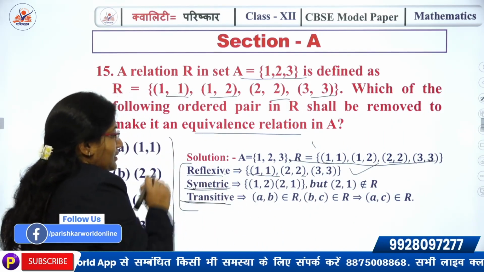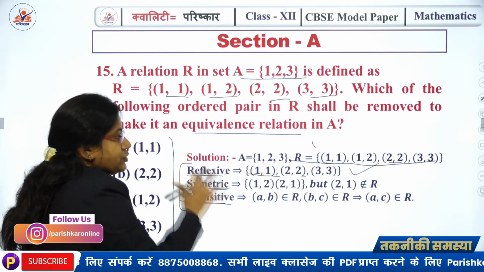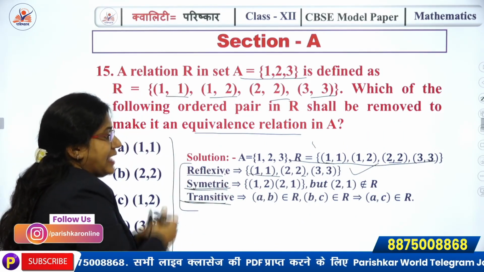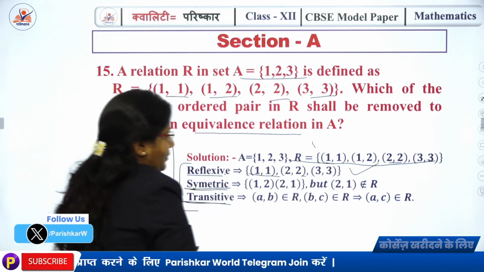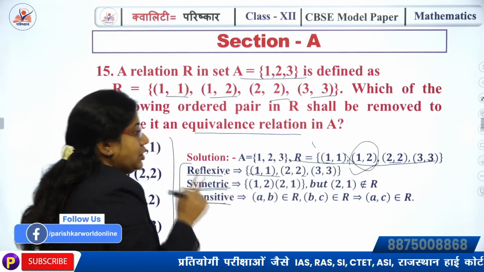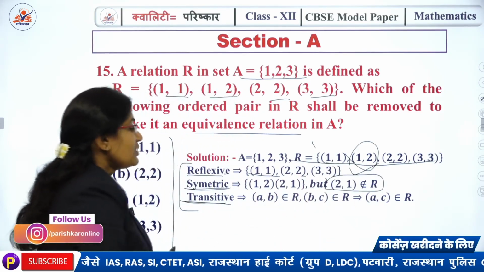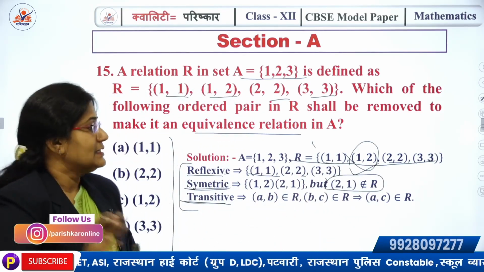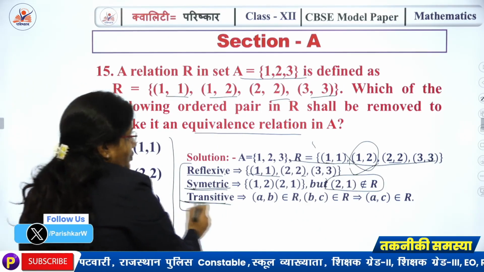Symmetric property: if (1,2) belongs to the relation R, that implies (2,1) should belong to R. You can see (1,2) belongs to R, but (2,1) does not belong to R. It means the symmetric property is not satisfied in this relation. Next we'll see the transitive property.